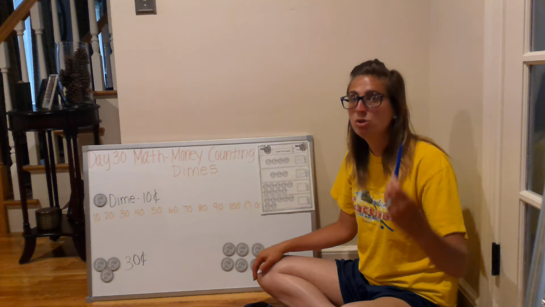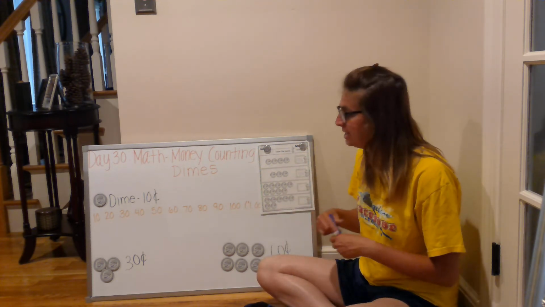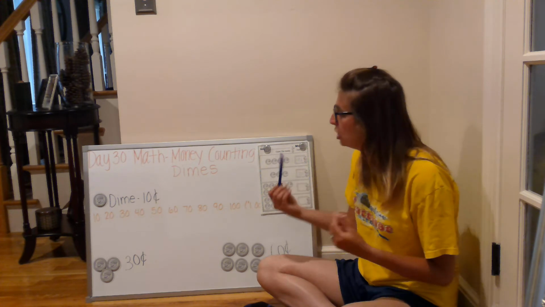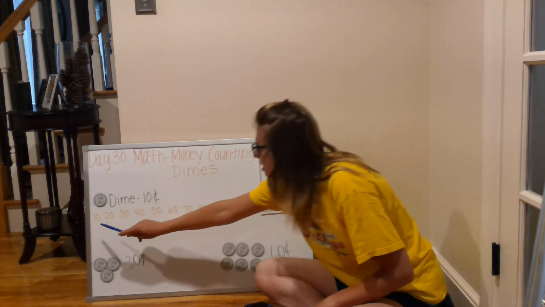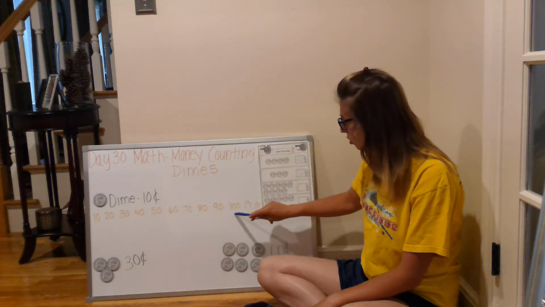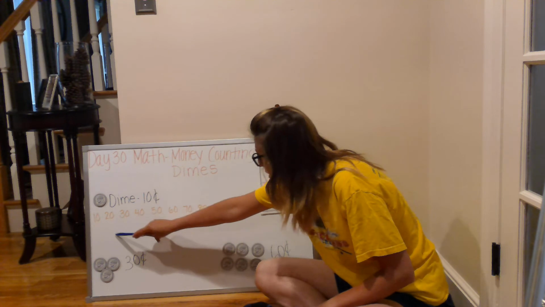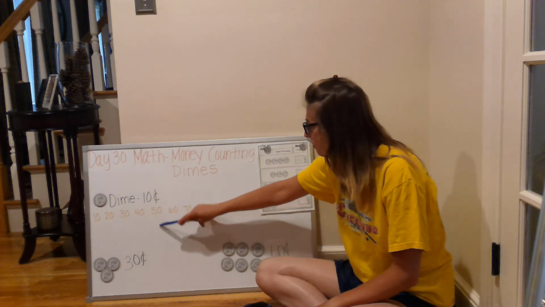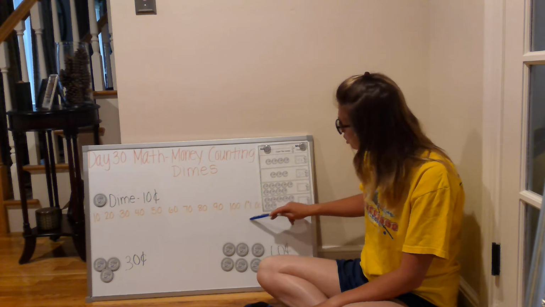But before I send you off to complete the rest of the worksheet on your own, let's just count by tens one more time together. So remember, we're working with dimes, and a dime is worth 10 cents. So let's count by tens all the way to 100, which equals $1. 10, 20, 30, 40, 50, 60, 70, 80, 90, 100, which equals $1.